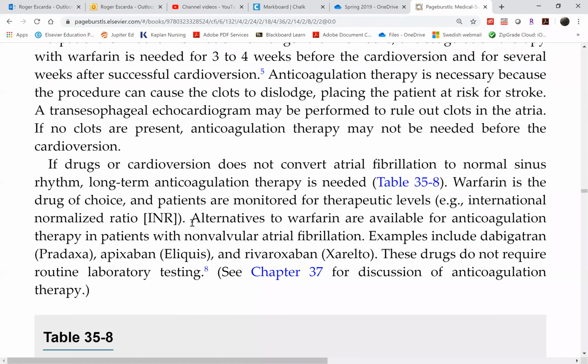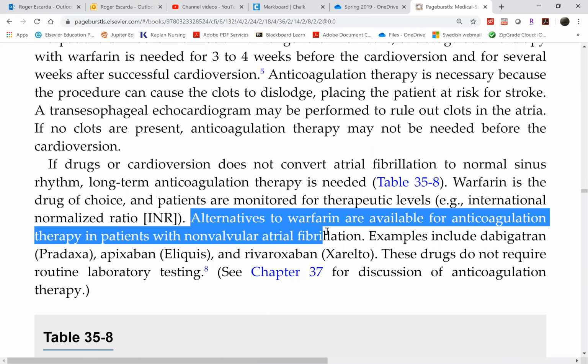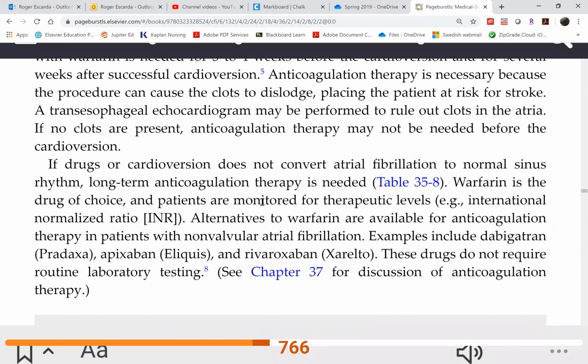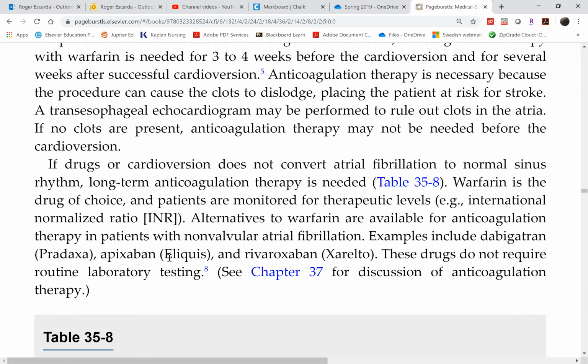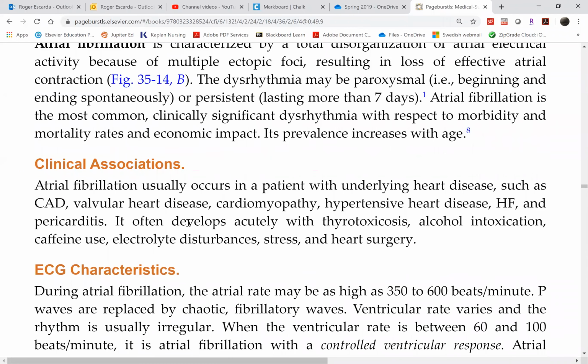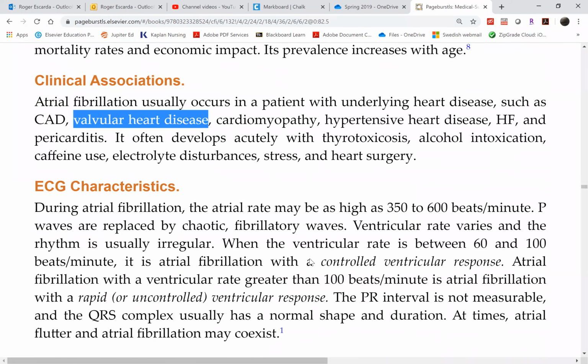So here, just read the statement. Alternatives to warfarin are available in patients with non-valvular AFib. Examples include dabigatran, apixaban, and rivaroxaban. And what's good about these drugs? These require no routine blood testing and also no diet restrictions, unlike warfarin. So here again in your clinical associations or causes, here is valvular heart disease causing AFib.